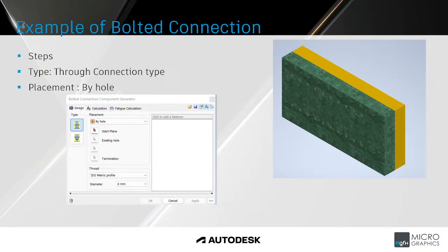So, an example of a bolted connection. Here we have a fully constrained assembly. This is a simple block that's been fully constrained together. The holes have already been created in this example. So open the bolted connection, you'll see this table, and for the type I chose the through connection type, and placement is by hole because the holes have been created already.